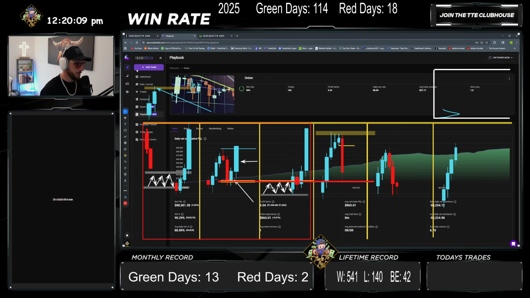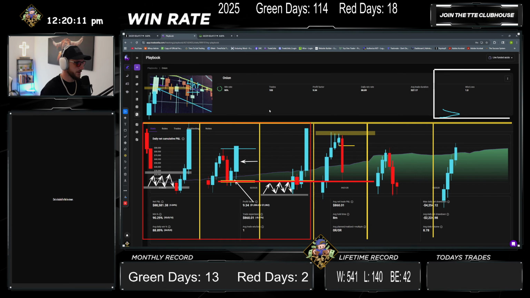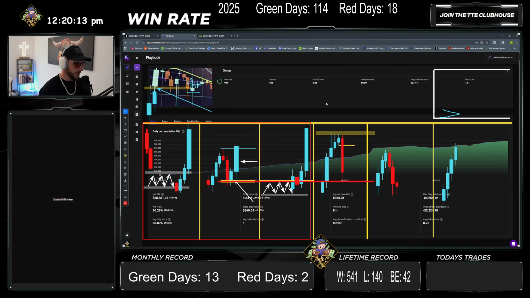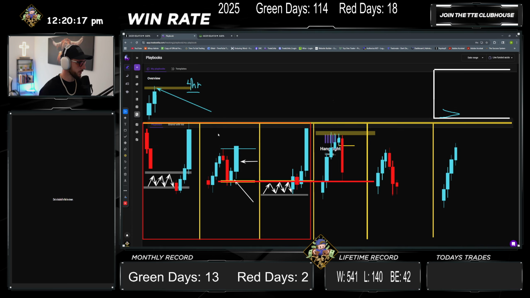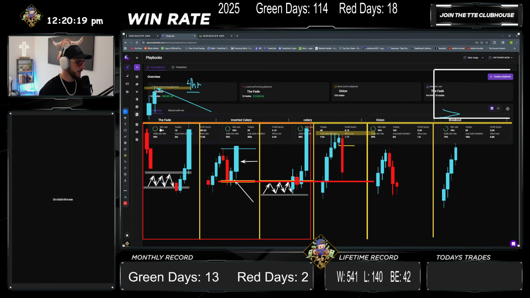Let's check the playbook on this trade. Let me see something here. The fade. Where is it? Let me go back one. Playbook. So the fade is out of 18 trades, so we really haven't traded it that much this year. It's got a 94 win rate. So again, if you're picky, if you're calculated, see how this trade is 3 minutes, where all these trades are 30 or 11 or 10 or 8. This is a 3-minute trade here.